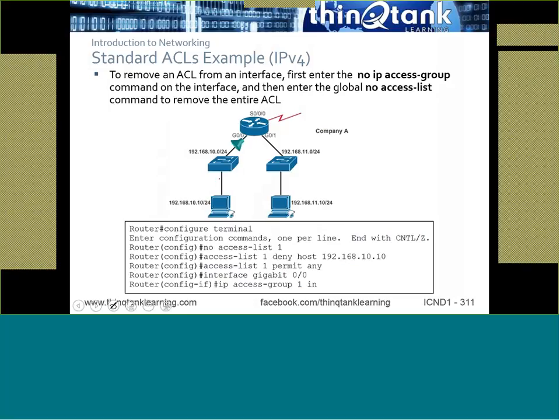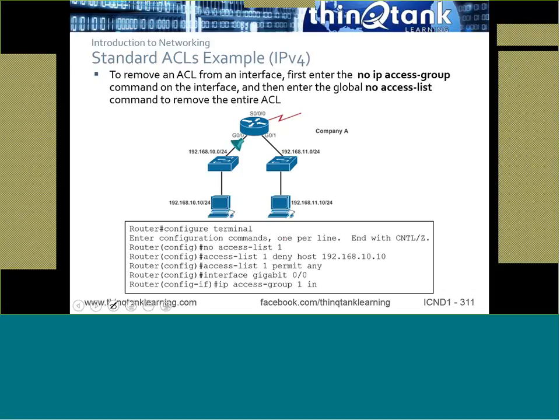In this example, I'm going into global configuration mode. That's the first step. Now, what they did here is they did no access list 1 because they wanted to make sure there was no other access list called access list 1. So they just deleted it. If it didn't exist in the first place, then the command just wouldn't do anything.